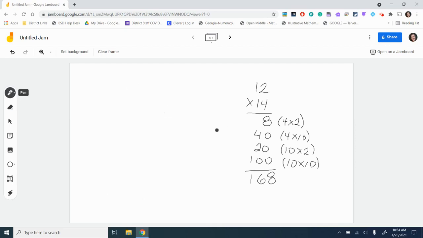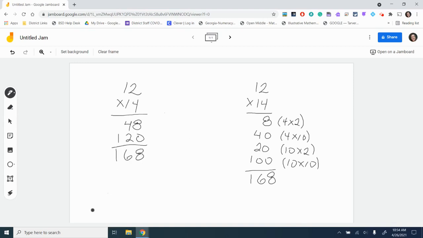All right, what I'd like for us to do now is go ahead and use the traditional standard algorithm, and we're going to compare that to the partial products work. 4 times 2 is 8. 4 times the 1 in the tens place is 40. Let me put my 4 here. Moving to the tens place in my 14. 10 times 2 is 20. And 10 times 10 is 100.